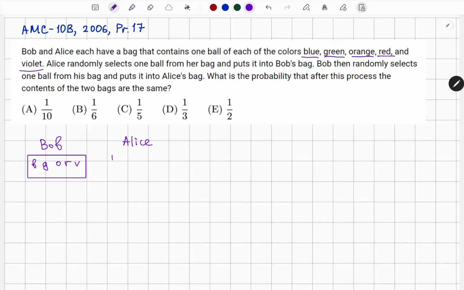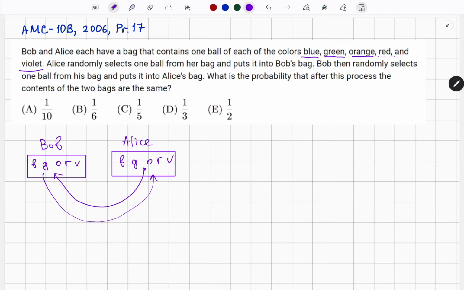Alice. Also the same set of balls, blue, green, orange, red, and violet. Alice randomly selects one ball from her bag and puts it into Bob's bag. Okay, she puts one of the balls selected randomly. Bob then randomly selects one ball from his bag and puts it into Alice's bag. Okay, there is an exchange of balls.